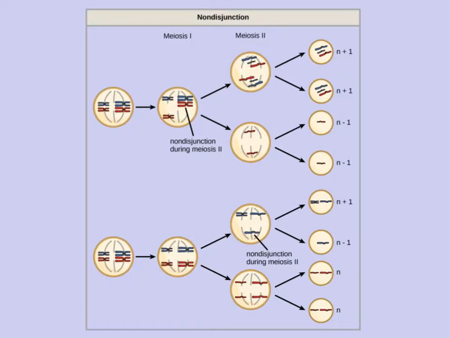Non-disjunction occurs when homologous chromosomes, or sister chromatids, fail to separate during meiosis, resulting in an abnormal chromosome number. Non-disjunction may occur during meiosis 1 or meiosis 2.